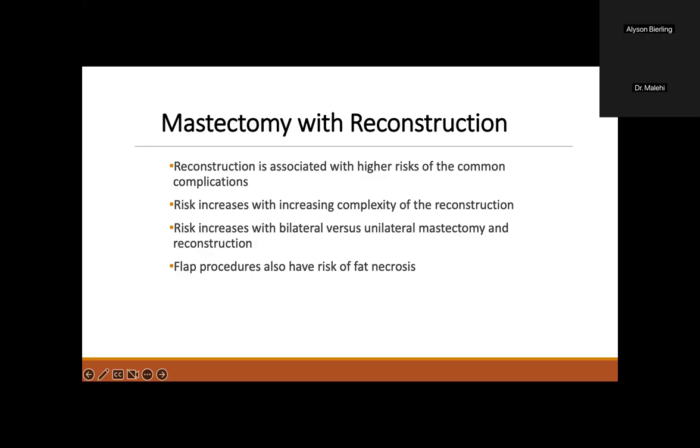Mastectomy, just adding reconstruction almost doubles complications. It's more extensive surgery. So it's a higher risk for all of the complications. And if they have bilateral surgery, if they're doing it on both sides, the risks are even higher. Reconstruction can be done with implants, but it can also be done with flaps of tissue that are brought around.